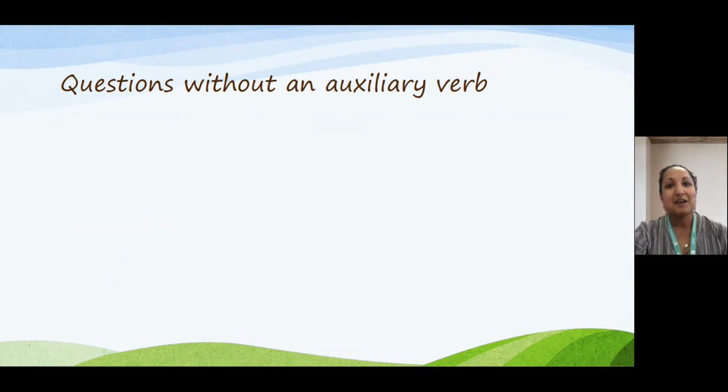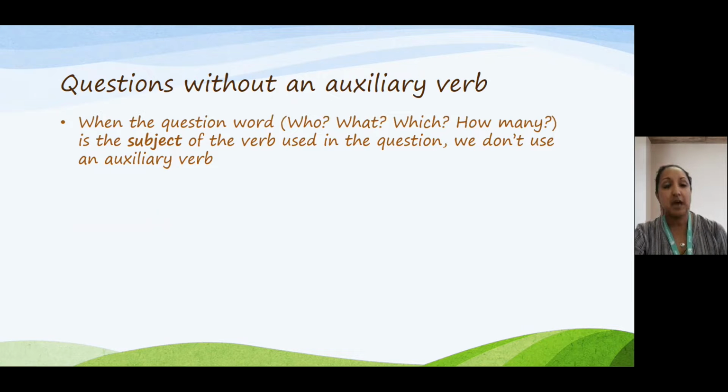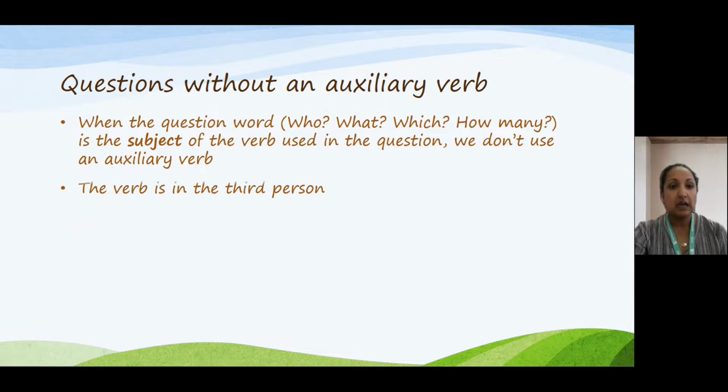However, sometimes we can have questions without an auxiliary verb. This happens when the question word, for example, who, what, which, or how many, is the subject of the verb that's used in the question. In that case, we don't use an auxiliary verb. And the verb that we do use is in the third person rather than an infinitive form.